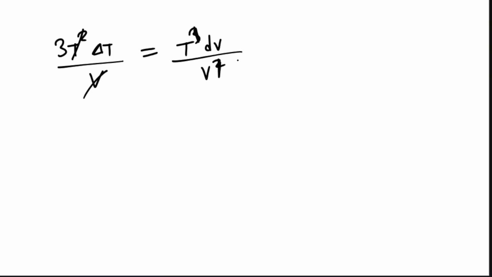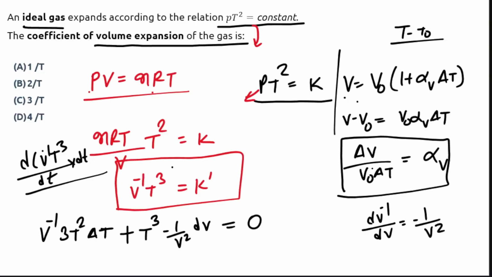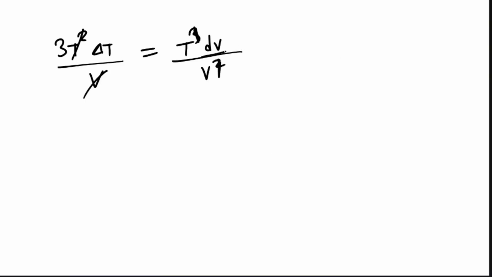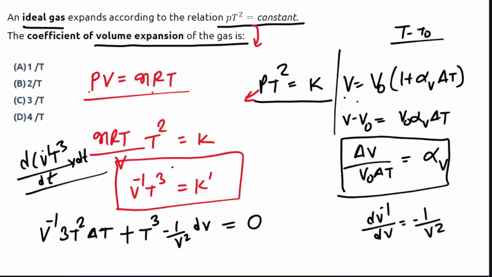So T, and what we have to calculate actually, अगर आप ध्यान से देखो तो अल्फा V क्या था? डेल्टा V by V naught delta T. So where is the delta V? This is delta V, right? So delta V by V, this is volume, right? So delta V by V delta T is equal to how much? This is equal to 3. Okay, let us look for this.